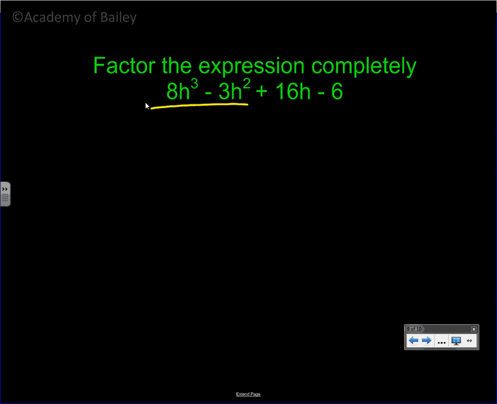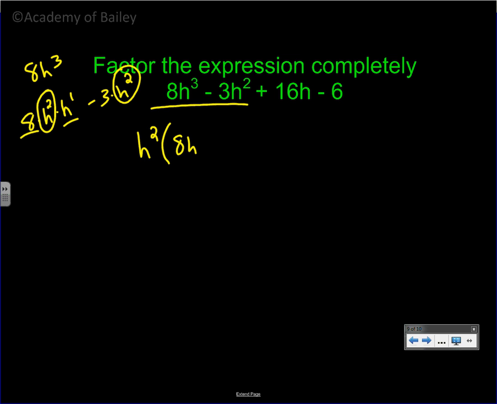8h cubed minus 3h squared. I know since I have h squared on the right, h squared is going to be the highest factor I can pull out. So 8 times h squared times h, that'll give us 8h cubed. And then we have minus 3 times h squared. What do they have in common? H squared. And what do you have left over? 8h, and then -3.